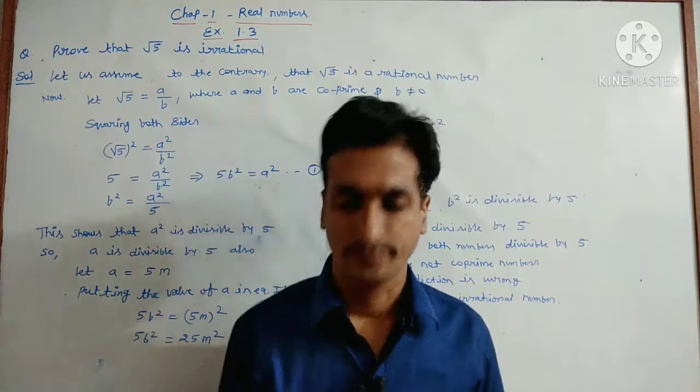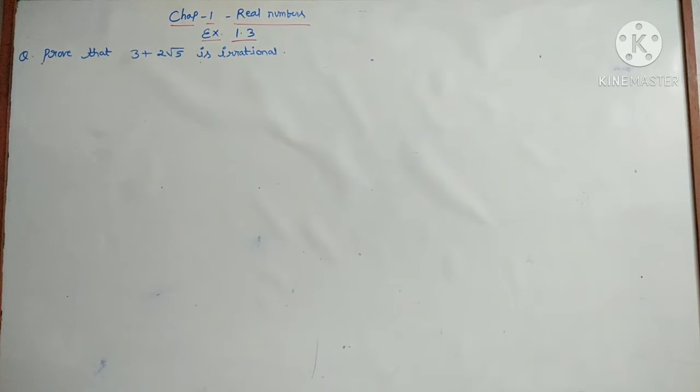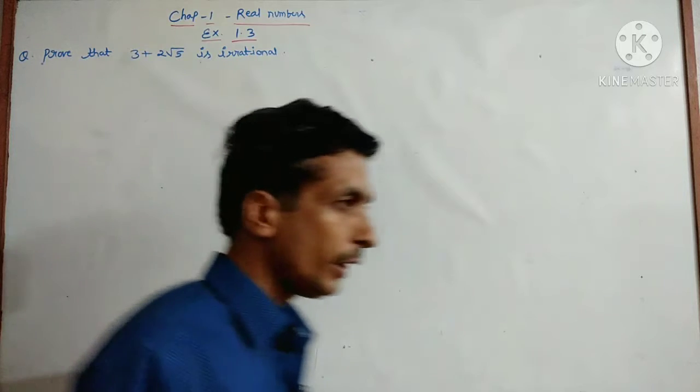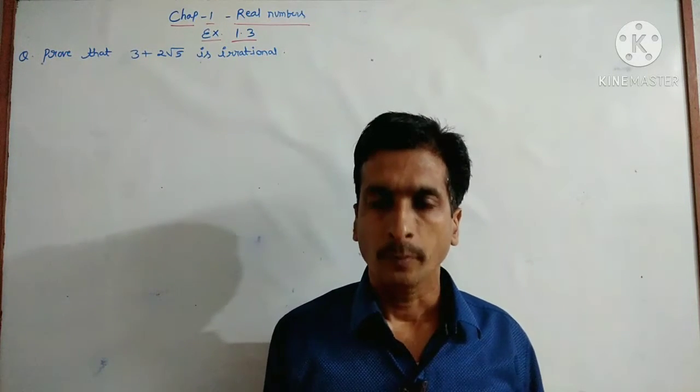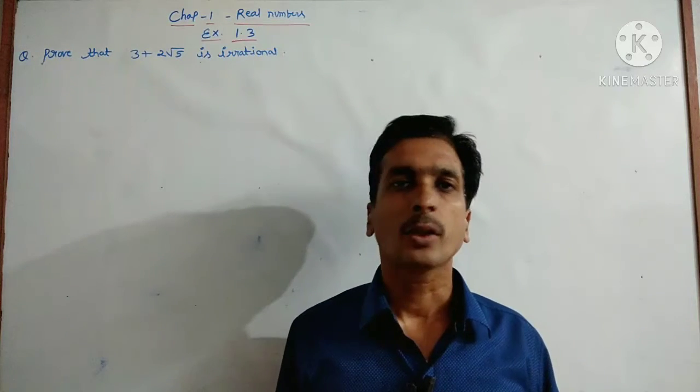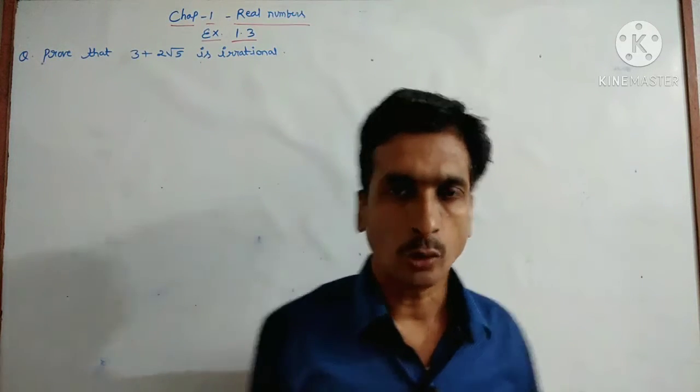Okay, so I think you can understand. And next question, prove that 3 plus 2 root 5 is an irrational number. In this question we have to prove 3 plus 2 root 5 is an irrational number. So let us assume that 3 plus 2 root 5 is a rational number. How to solve? Look at this one.